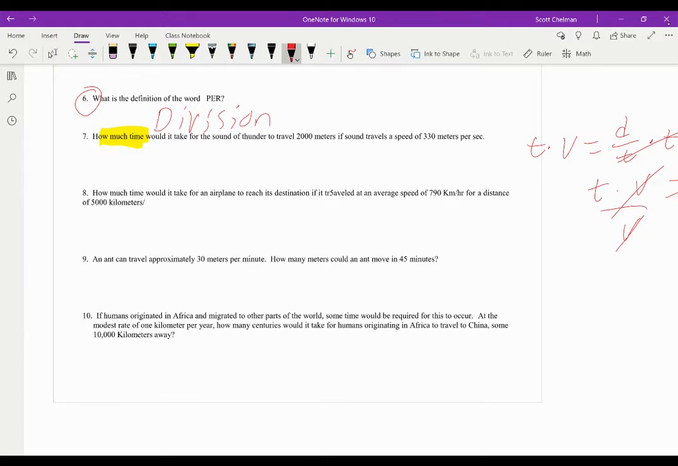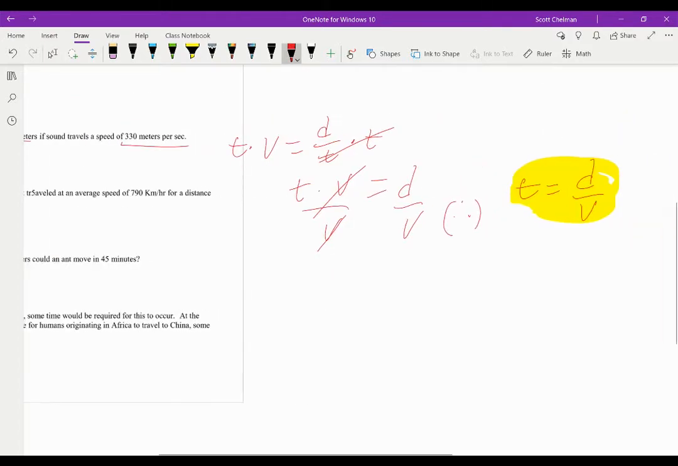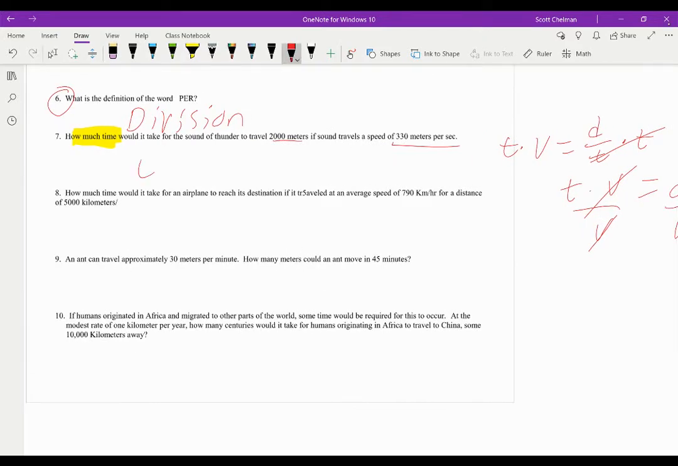where we have 2,000 meters in that. Make sure on that. Time is 2,000 meters over.